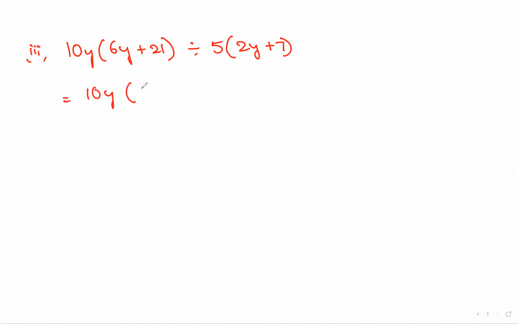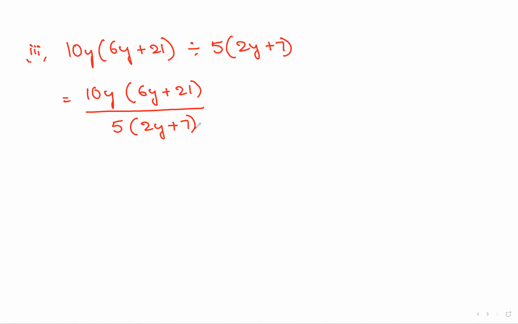The next example is 10y multiplied by (6y + 21) divided by 5 times (2y + 7). Okay, is it clear? Now let us see here. 10y times (6y + 21) divided by 5 times (2y + 7). See, you have to see all the permutations and combinations before writing the simplest form.